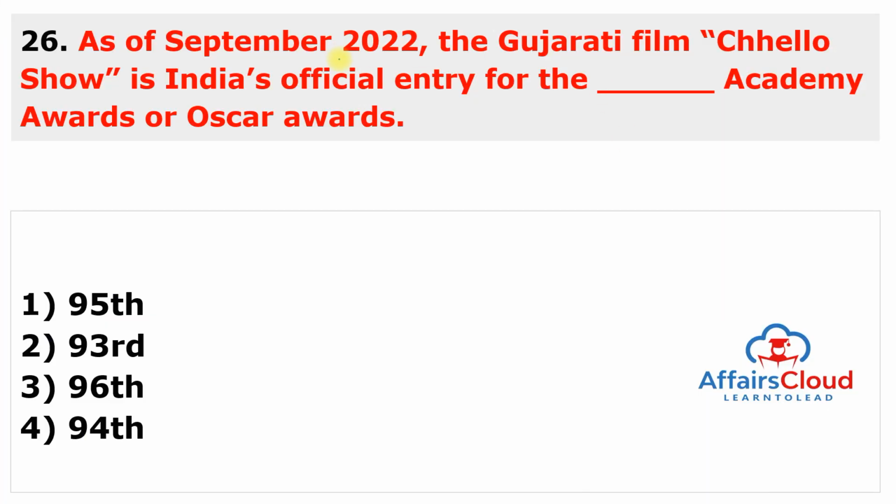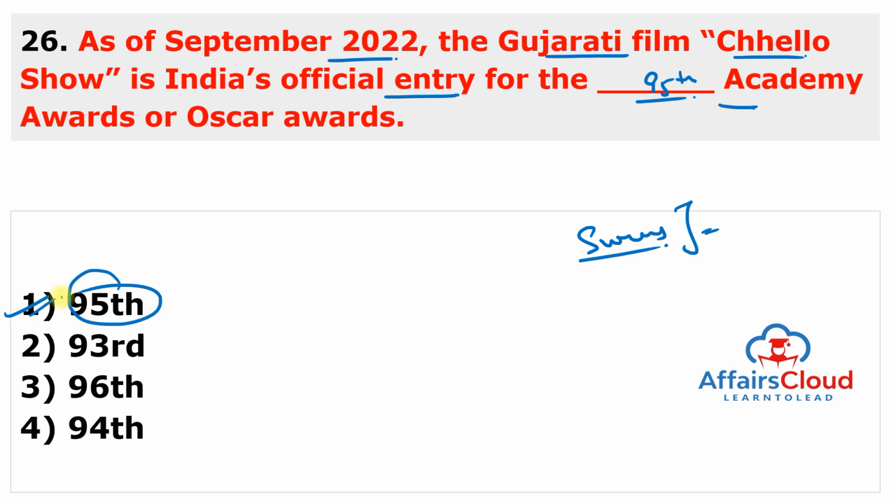Next is, as of September 2022, the Gujarati film Cello Show is India's official entry for the Academy Awards or the Oscar Awards. So, Gujarati film Cello Show, a coming of age drama about a young boy's love affair with a cinema in a village in the Saurashtra area, is India's official entry for the 95th Academy Awards or the Oscar Award, the Film Federation of India announced. And this is 95th, so answer of this question is 1.